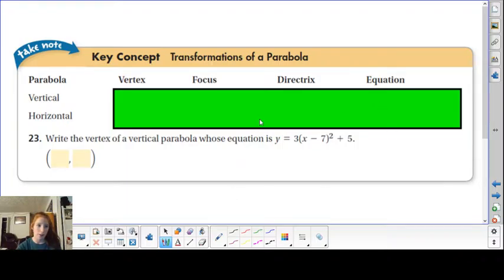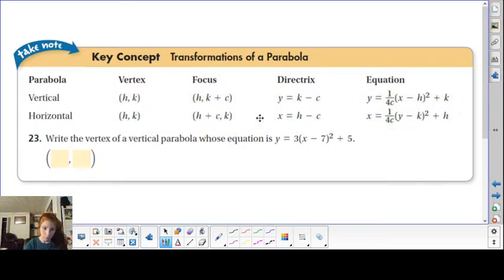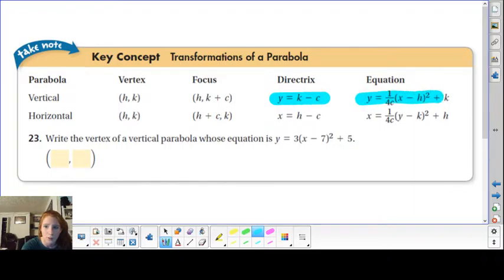Okay, so we took a look at a parabola centered at 0, 0. Now let's take a look at what happens when I move it around. So my vertex is still going to be the letters h, k, not changing. When I'm up and down, my directrix is y, and my equation is y. When I'm left and right, my directrix is x, my equation is x.